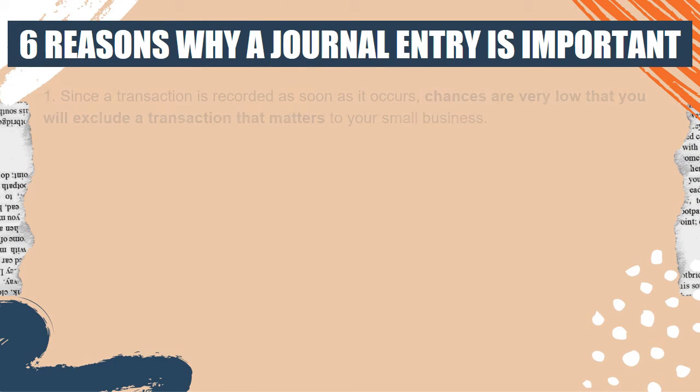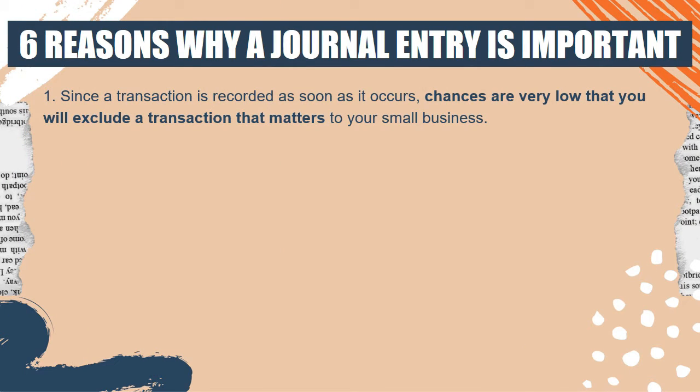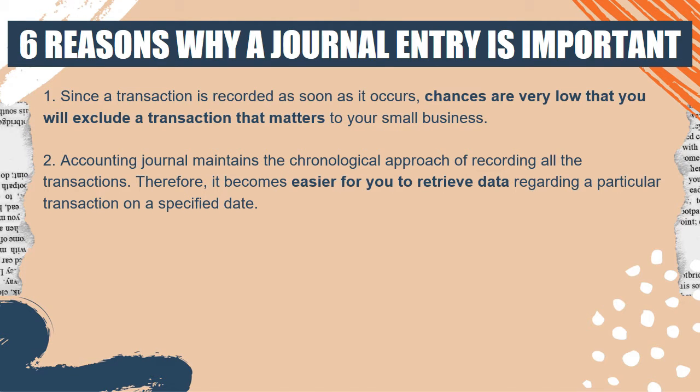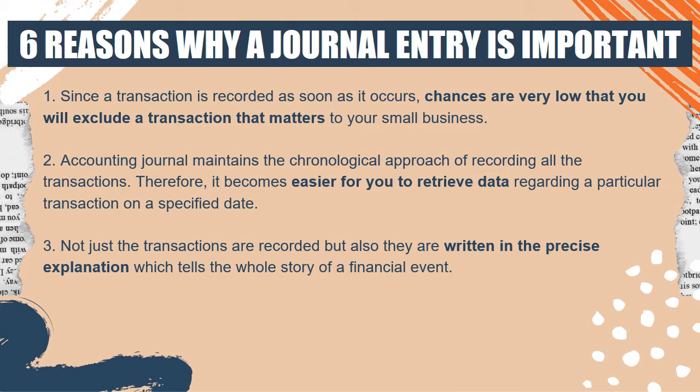So first, since a transaction is recorded as soon as it occurs, chances are very low that you will exclude a transaction that matters to your small business. Second, the accounting journal maintains the chronological approach of recording all the transactions. Therefore, it becomes easier for you to retrieve data regarding a particular transaction on a specified date. Next, not just the transactions are recorded, but they are also written with a precise explanation which tells the whole story of a financial event.